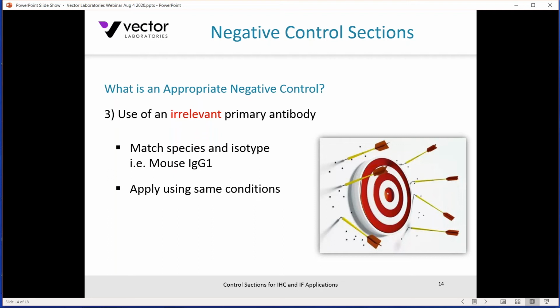The idea being to use it matching the same species that you intend to use for your target antigen and the same isotype. And the idea here is to show an absence of binding of that species isotype on the tissue with the same detection reagents. So it's irrelevant. It's not going to bind to that tissue type. And I think that this is also an appropriate control that you could implement.